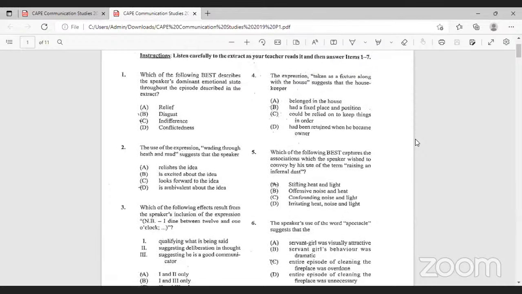Answer is A. So for 4: the expression "taken as a fixture along with the host" suggests that the housekeeper belonged in the house, had a fixed place and position, could be relied upon to keep things in order, or had been retained when he became the.